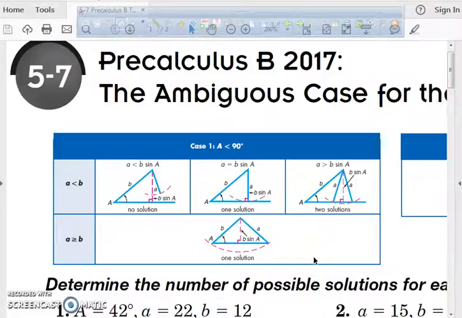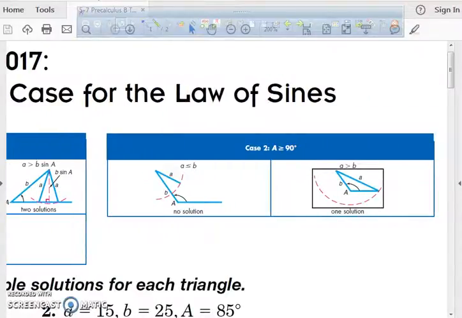Today we're going to be talking about what's called the ambiguous case for the law of sines, which kind of doesn't seem very clear. That's why the word ambiguous is used. Right now we have different scenarios that can happen. You'll notice we have a case 1 right here, and we also have a case 2.